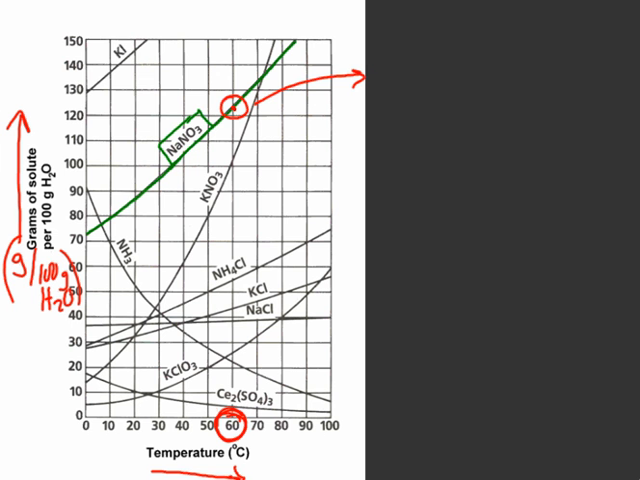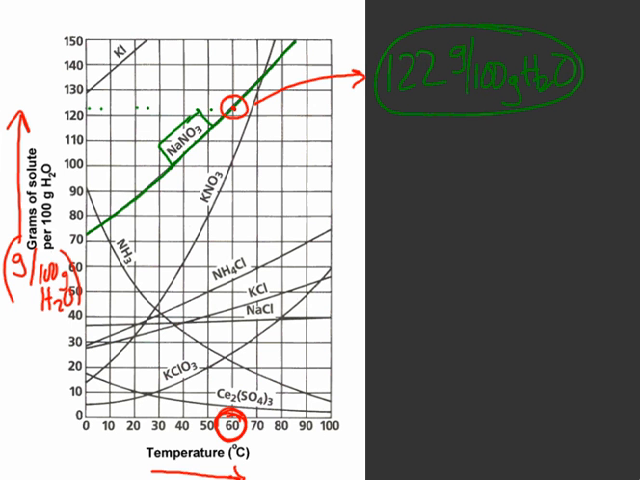Now, if we look over, okay, that's roughly about 121, 122. So the solubility of sodium nitrate at 60 degrees Celsius is 122 grams per 100 grams of water. This is my entire answer. I wouldn't just say 122 grams, I would say 122 grams per 100 grams of water.